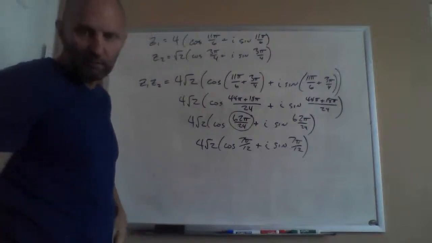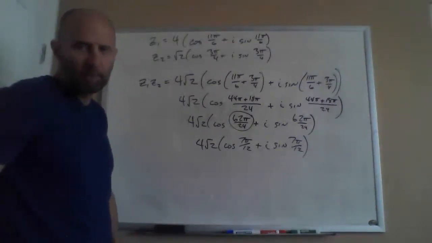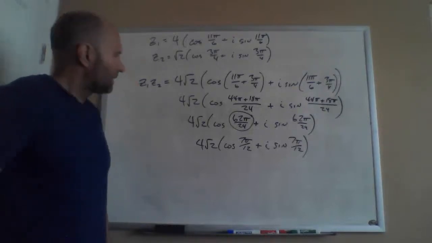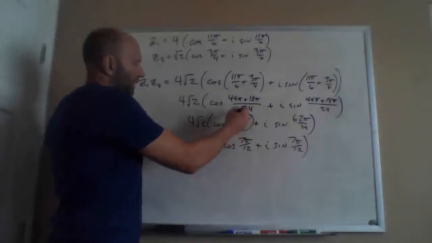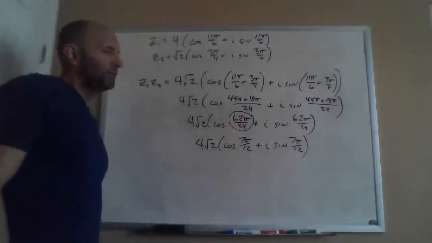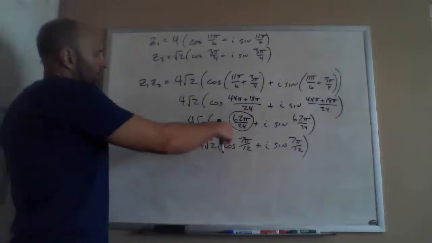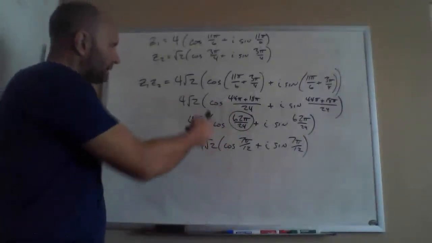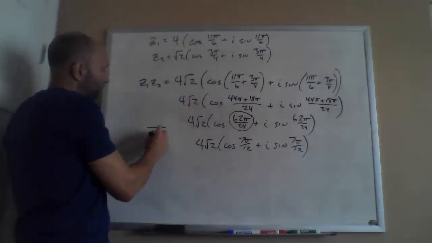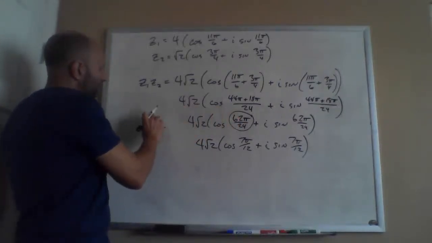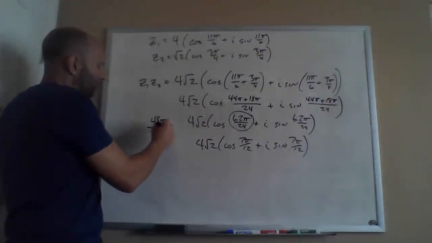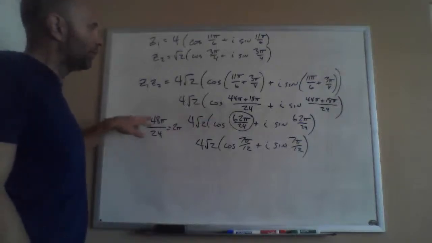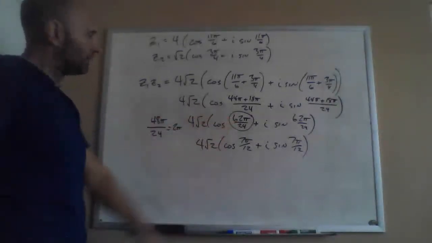Okay, got a question. Hold on. Yeah, so we want this number that's inside the parentheses with our trig functions to be between 0 and 2 pi. 62 pi over 24 is bigger than 2 pi because anything over 24, well, 24 doubled is 48. So 48 pi over 24 is equal to 2 pi. So if this answer is bigger than 48 pi over 24, we need to subtract 2 pi out of this.